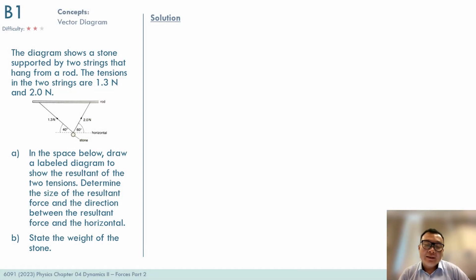This question is about vector addition, and in this case you have an object that is supported by two strings, and you have two tensions, 1.3 newtons and 2 newtons. In part A, you are to find the resultant of these two tension forces. So we just do a vector addition, and I always like to sketch out the vectors I'm adding. So we are adding a 1.3 newton vector with a 2 newton vector in their respective directions to find out what our answer is, which is our resultant vector in part A.